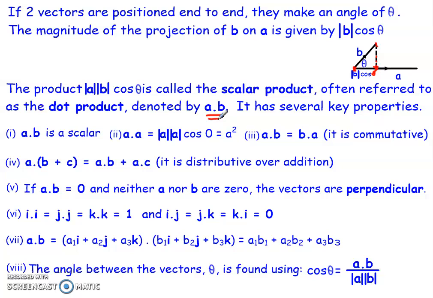Now I've told you about several properties and I've told you about calculating angles, but what if I don't know the angle between the two vectors? All I know is the components of it. Well, we can calculate the scalar product using rule number 7.